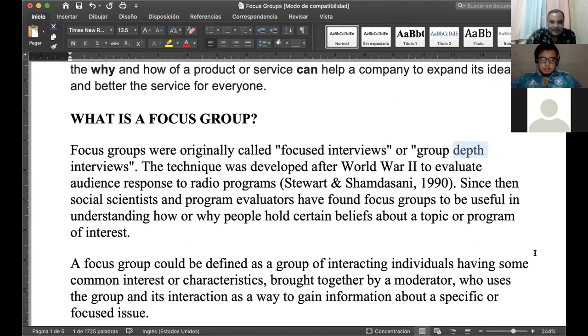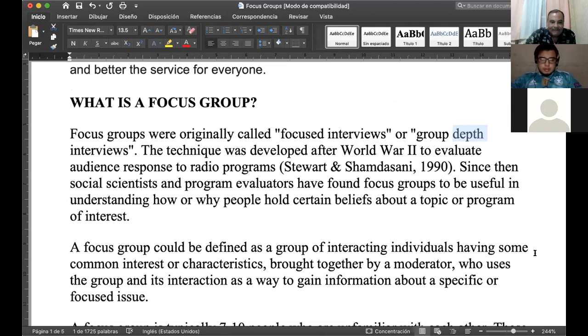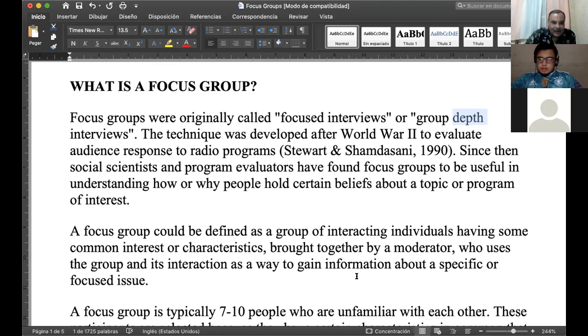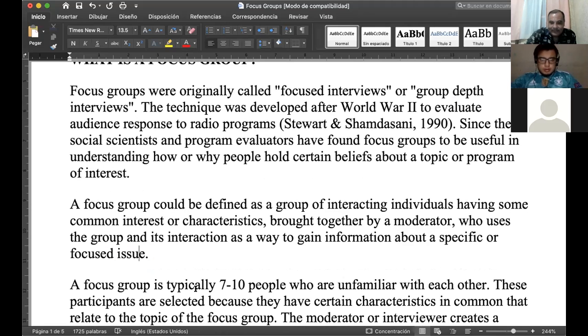Technical, as there was a word that I don't know what it means. Let me check. Define interactive individuals having some common interest. Down? When? Where is it? Maybe in the last paragraph? Let me see. Okay. Do you know what is the meaning of gain, right? Yes. Okay, very good.